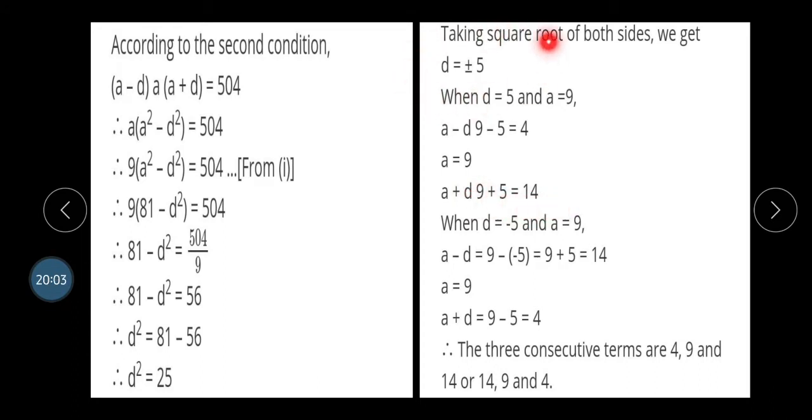Now square roots are coming in two forms, that is plus and minus. So first we have assumed it in positive form, now in negative form as D. So we will resubstitute A minus D equal to 9 minus minus 5, minus of minus plus, so 9 plus 5 is 14. A will be constant, that is 9, and A plus D, that is 9 minus 5, we will get 4. Therefore the three consecutive terms are 4, 9 and 14, or you can say 14, 9 and 4.